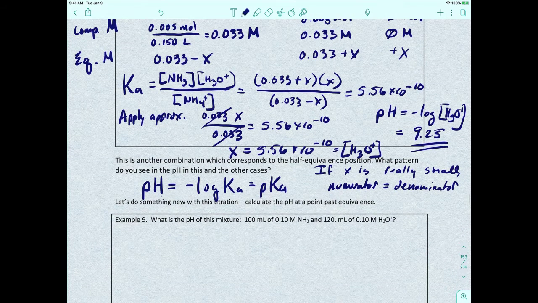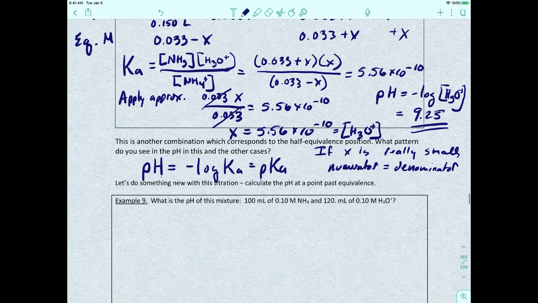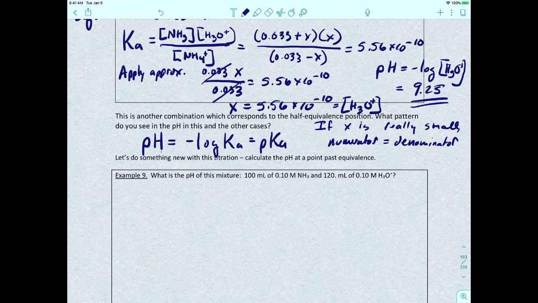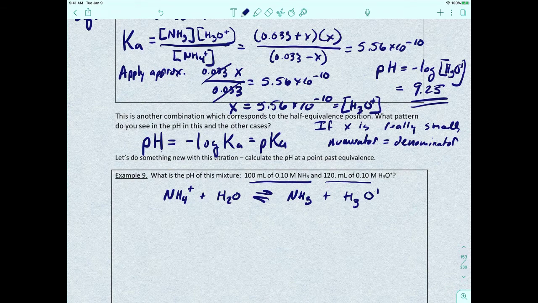All right. Okay, so usually in the last two, what we've done is titrate at equivalence. So let's go past equivalence and see what happens. All right, so what is the pH of this new mixture? You've got 100 milliliters of your weak base, and now you've got 120 milliliters of 0.1 molar H3O plus. All right, so we're going to start with our same equation: NH4 plus water is in equilibrium with NH3 and H3O plus.